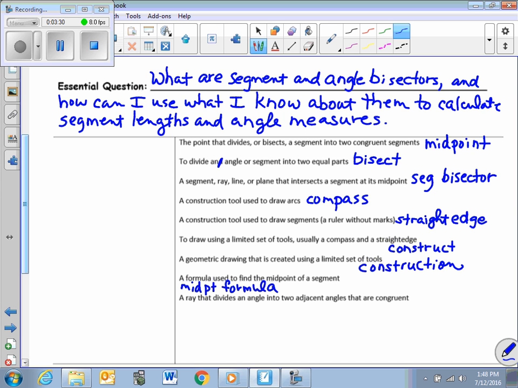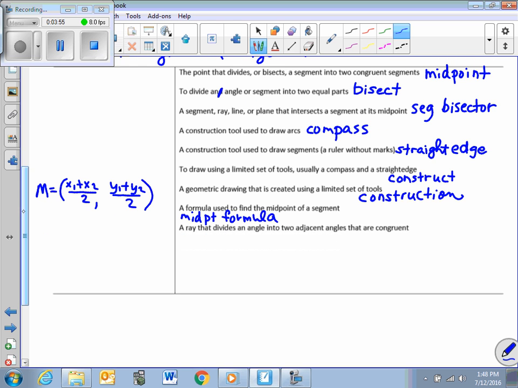And I'm going to jot that down over here. We use a capital M. Remember, little m is for slope. Capital M is the first x coordinate plus the second divided by 2, and the first y coordinate plus the second divided by 2. There's your midpoint formula. You will need to remember that. A ray that divides an angle into two adjacent angles that are congruent would be an angle bisector.